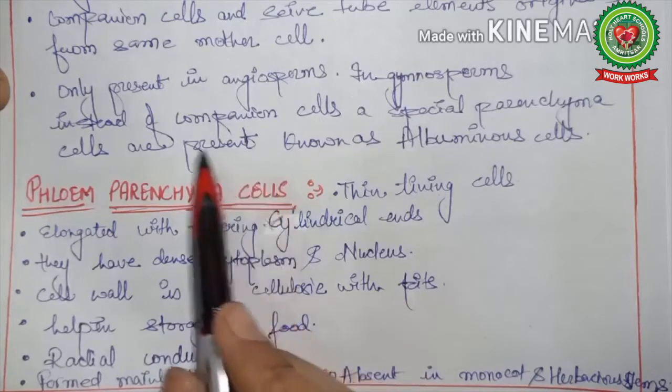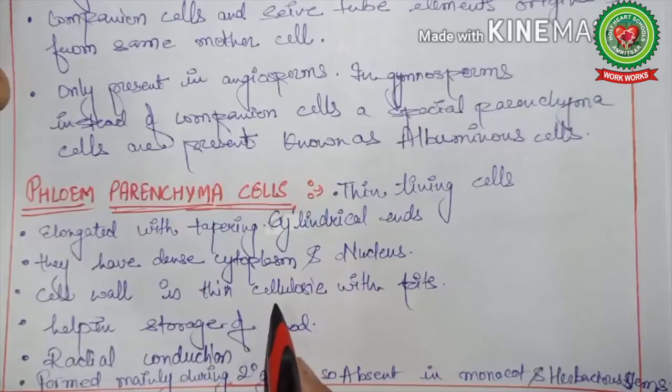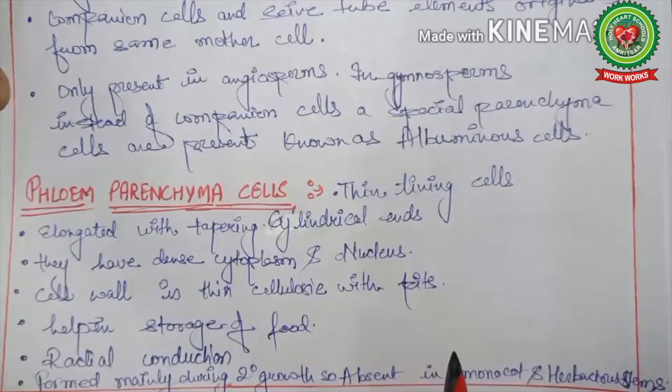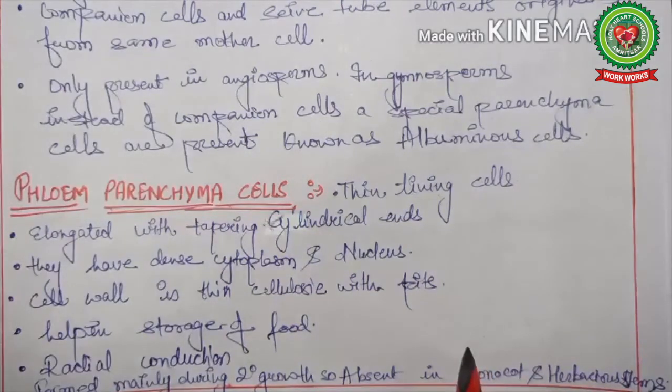The main function of phloem parenchyma cell is to store food. Along with this function, they also help in radial conduction of food. They are formed mainly during secondary growth of plant. That is the reason they are mostly absent in case of monocots and herbaceous plants.